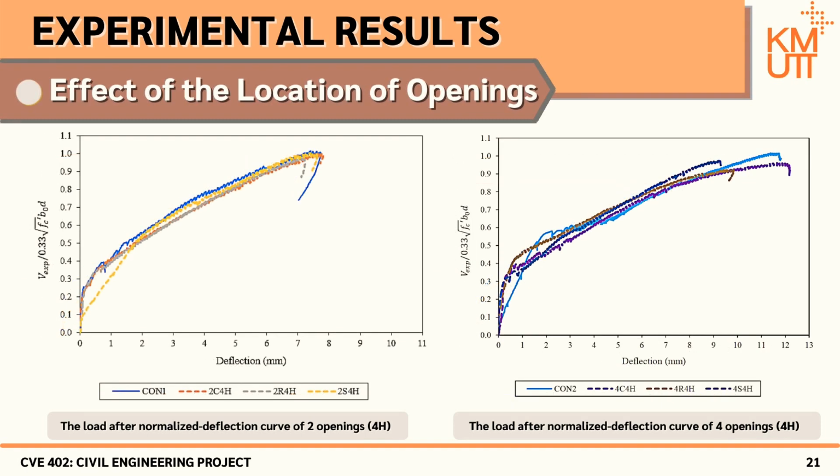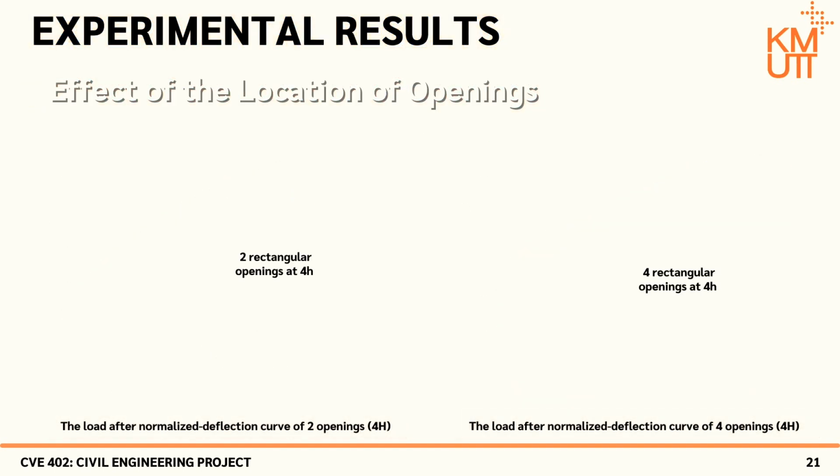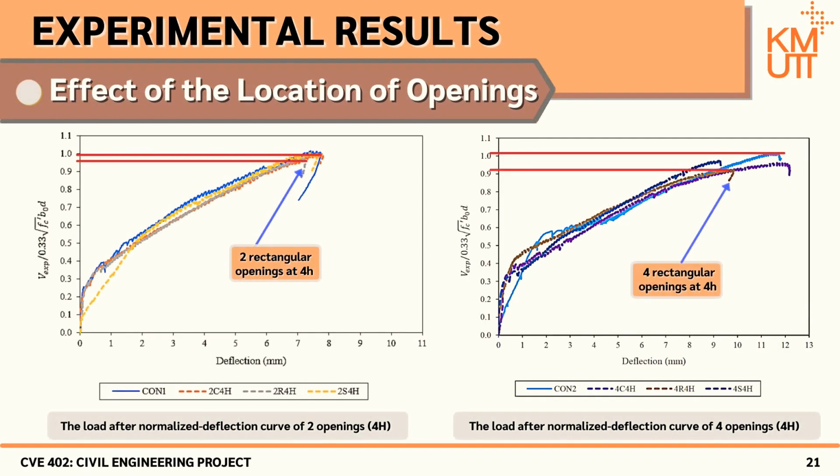Then the comparison at the 4H position between both groups. Although the punching shear capacity does not decrease obviously in the two openings group, it can be observed clearly in the other group, where the rectangular opening specimen was noticeably lower than the control specimen. Therefore, the 4H location of openings still affects the punching shear capacity.